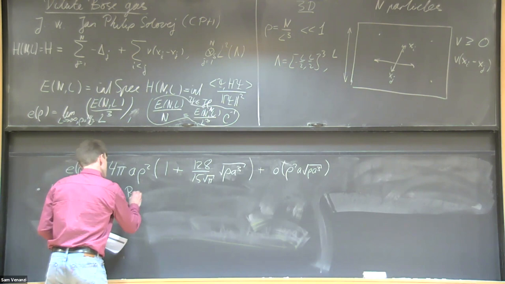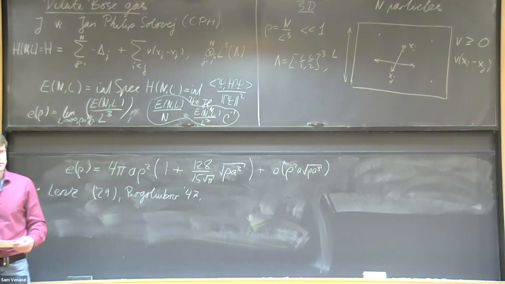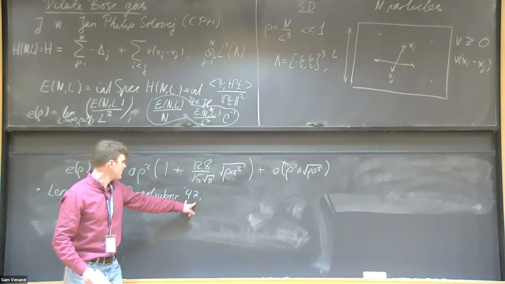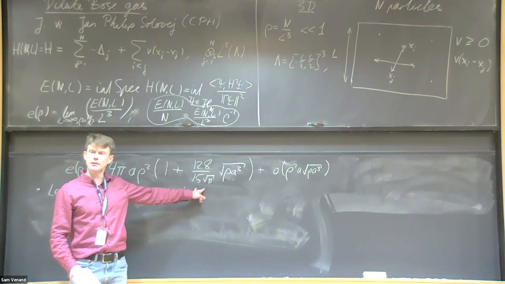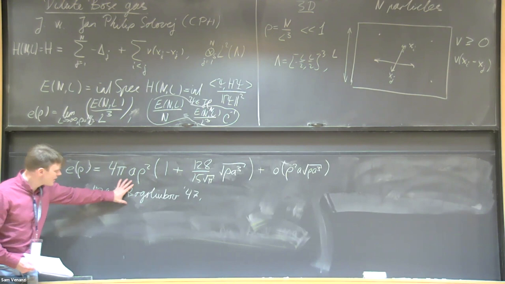Bogoliubov in 47 gave a general pairing theory for bosons that I will talk a little bit about in a minute. From this pairing theory, you can somehow get both the leading order term and the correction term, but with coefficients that are different from the scattering length, both here and there. I will talk a little bit about that, but that is very important for both the physical and the mathematical development afterwards.